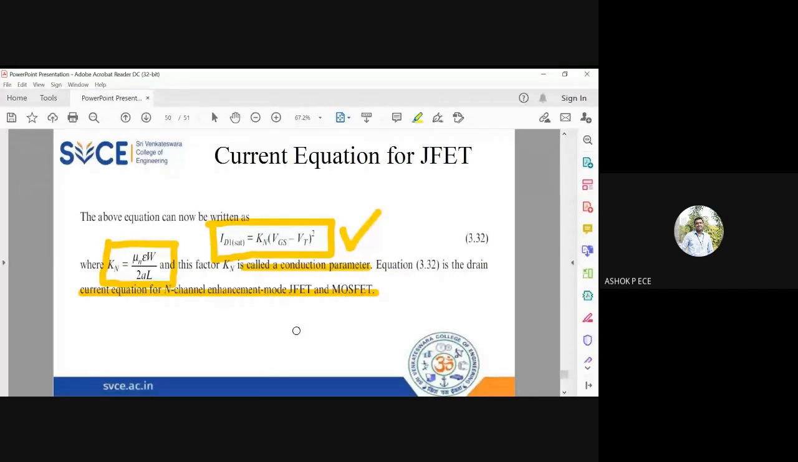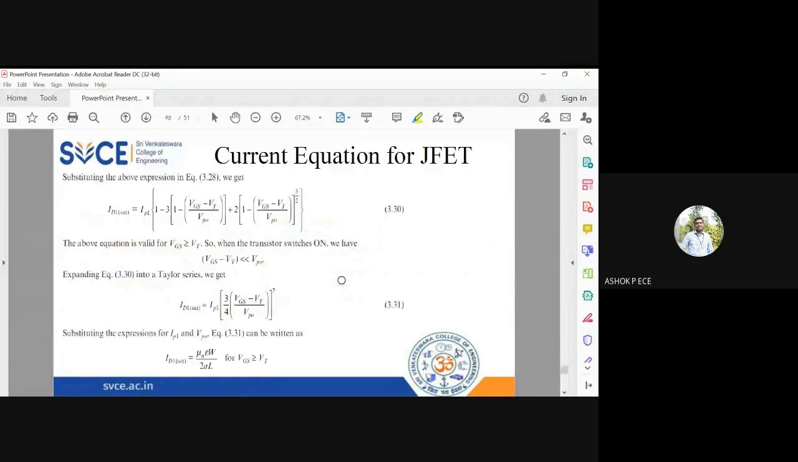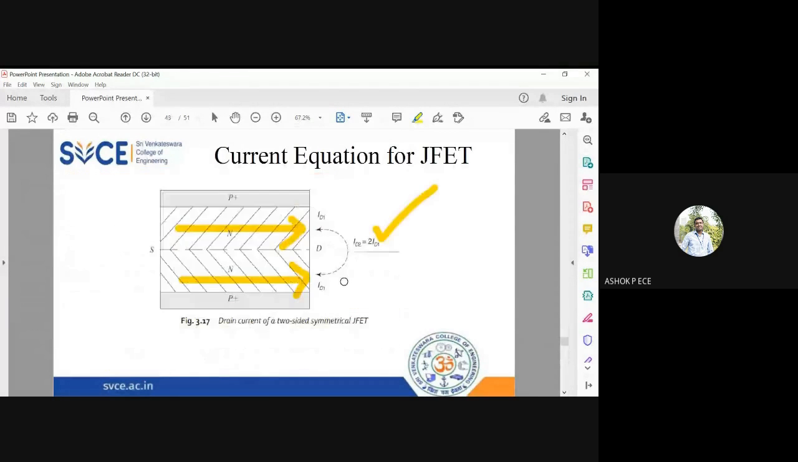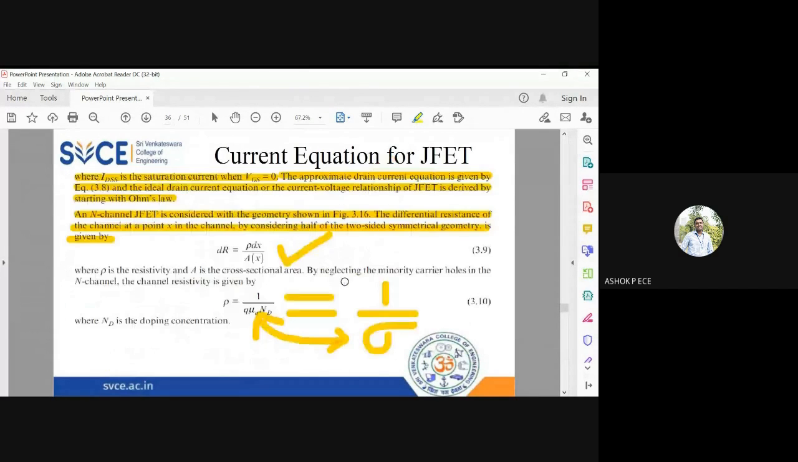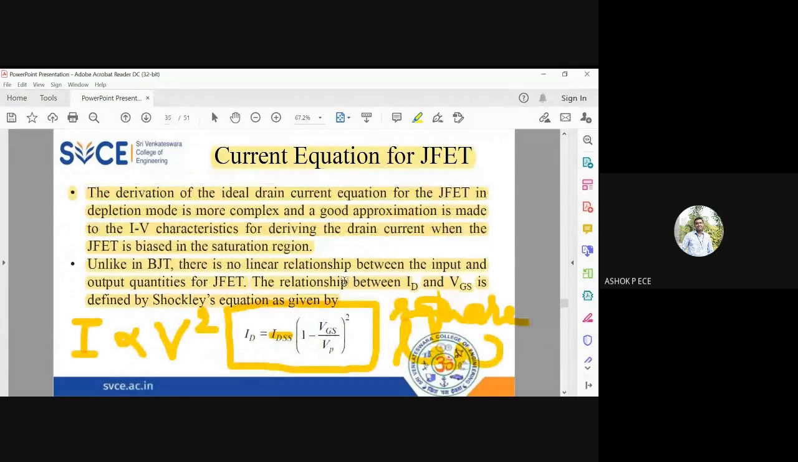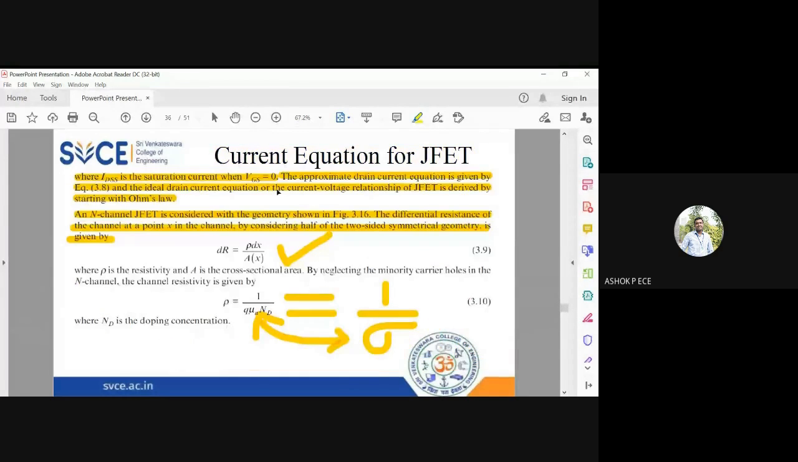Okay, so today's class was exclusively dedicated to learning about the exact current equation of JFET. We have seen the approximate current equation, what we have been using. This is called Shockley's equation, and we have seen that MOSFET is a square law device. The current is proportional to voltage square. This equation is okay, but you have something called the exact current equation of JFET. So we have to know how to derive that exact current equation of JFET also. So we have done that.